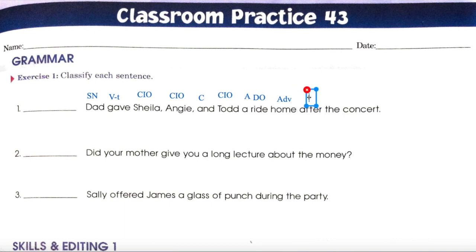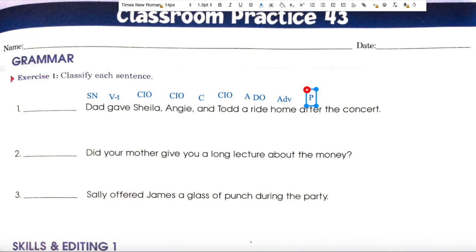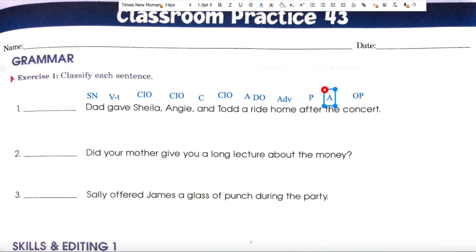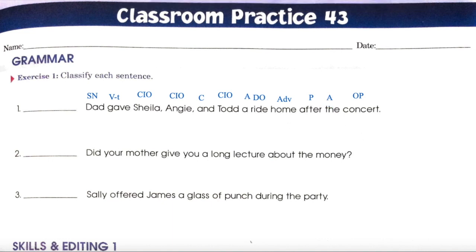After is always a preposition. After what? Concert. It's the object of the preposition. The is an article adjective. Did we get every word? We did. Let's go ahead and write what our pattern is.